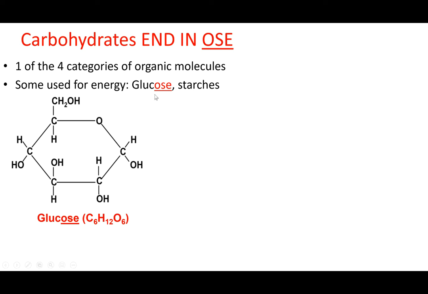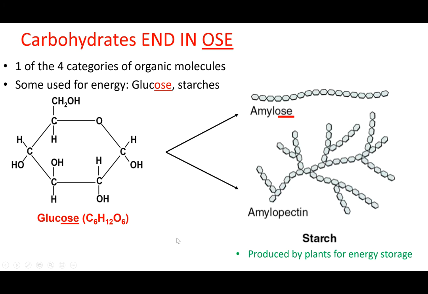So glucose, right? It's got C6H12O6. It's got 6 sides: 1, 2, 3, 4, 5, 6. Now, this shape is that carbohydrate ring that we talked about when we discussed why carbon's special and the different shapes that it can form and the different number of bonds. And carbohydrates are also starches, which are complex. So glucose is simple, starches are a little more complex. Glucose is produced by plants for energy storage through the process of photosynthesis.